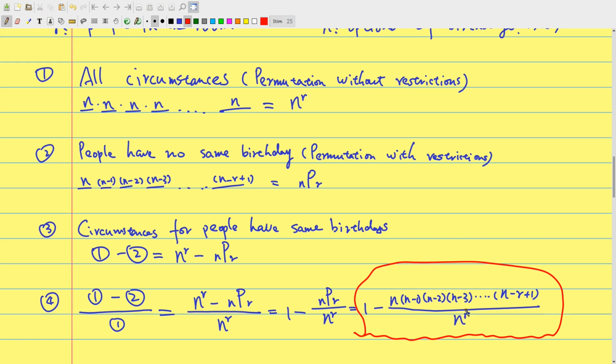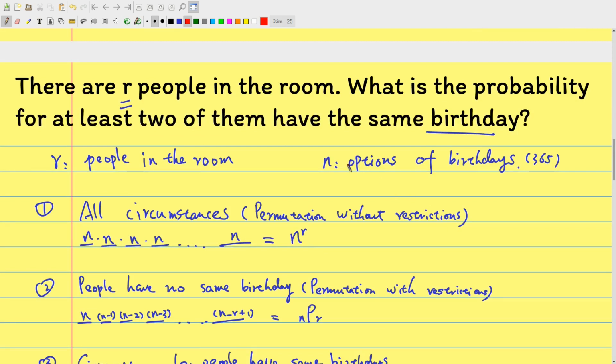Okay, we can plug any number for r into this formula, and we can get the result we want. But here, we need to decide what is the number n, the options of birthdays. For most years we have 365, but for some leap years we have 366. But for the general circumstance, we just plug in 365. It should be good. And the general solution gives us an advantage: we can plug any number of people into this formula and get the probability.